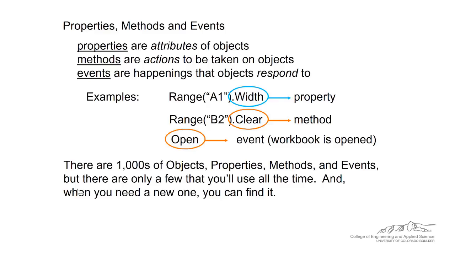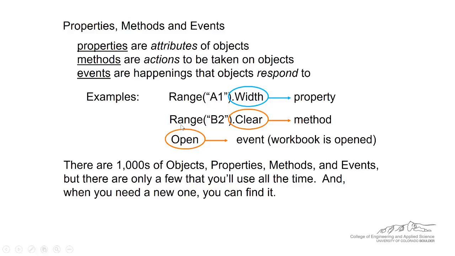So let's talk about properties, methods, and events. Properties are attributes of objects. Methods are actions to be taken on objects, and events are happenings that objects respond to. Some simple examples: an example of a property would be range A1, so that's cell A1, width. That's the width of cell A1.